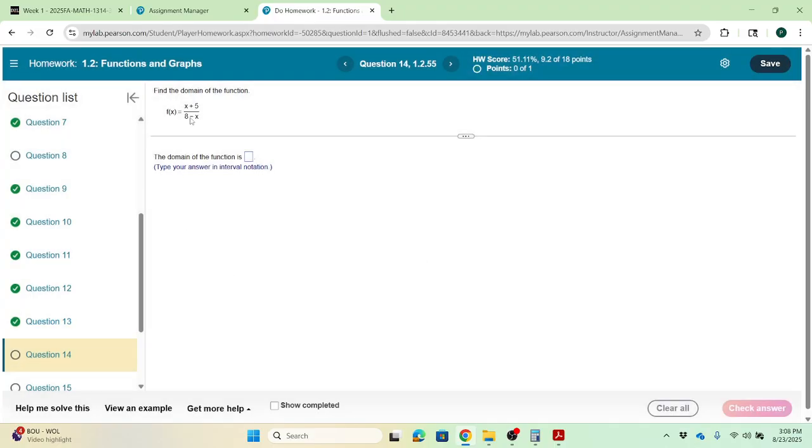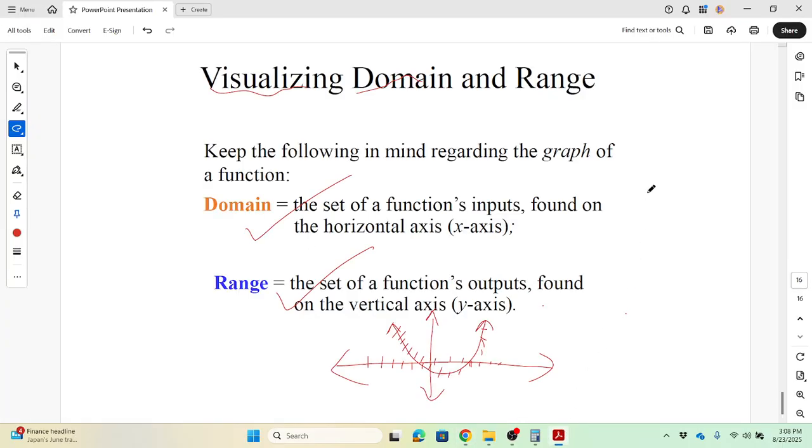What about here? Do you see a fraction? Yes, there is a fraction. Things on the top, things on the bottom. So think about the value of x which makes the bottom part 0. If I pick x equal to 8, 8 minus 8 becomes 0. So I am not allowed to pick x equal to 8. So 8 is not part of the domain. So that's what I was talking about here.